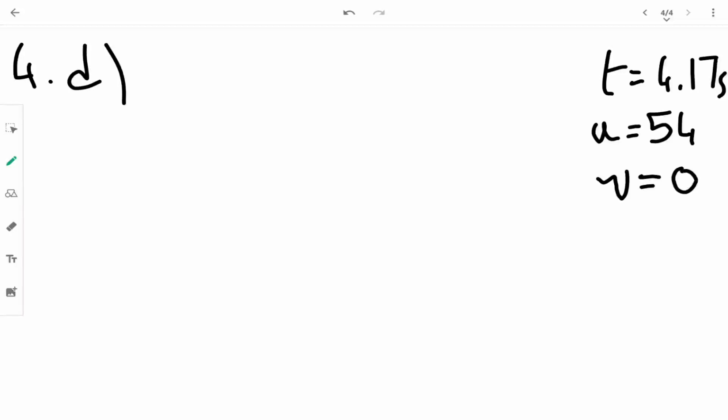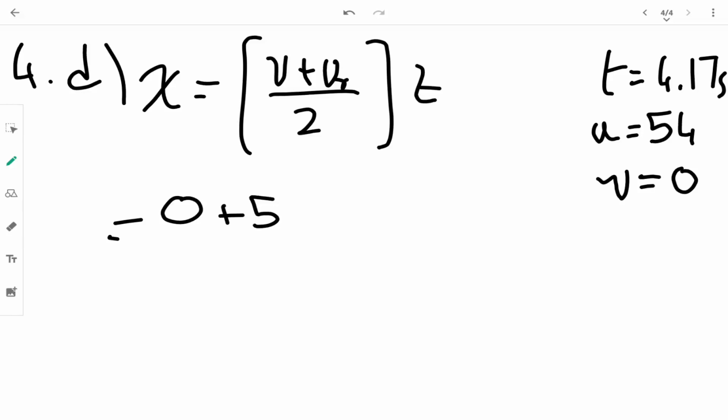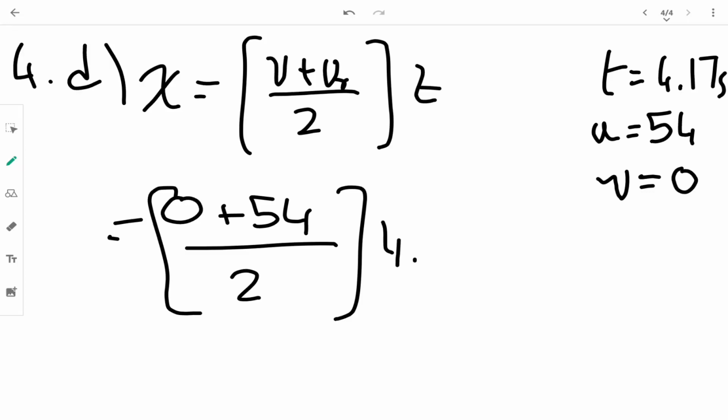So the formula is x equals v plus v0 over 2 times t. So it's 0 plus 54 over 2 times the time, which is 4.17. The answer will be 112.5 meters.